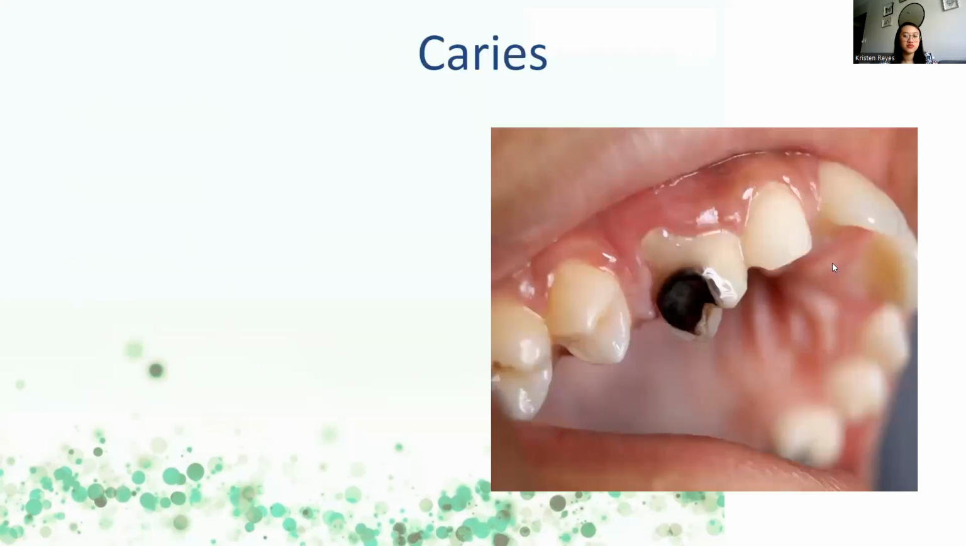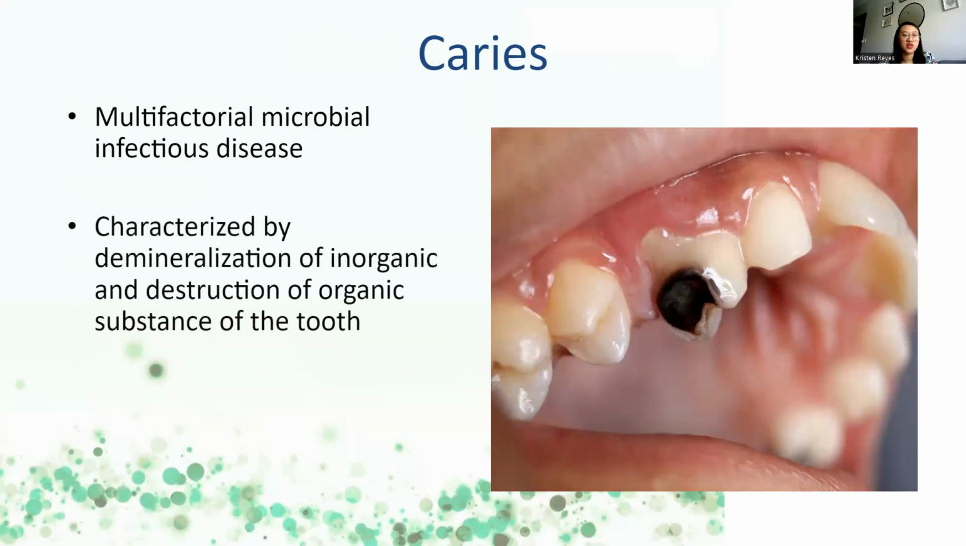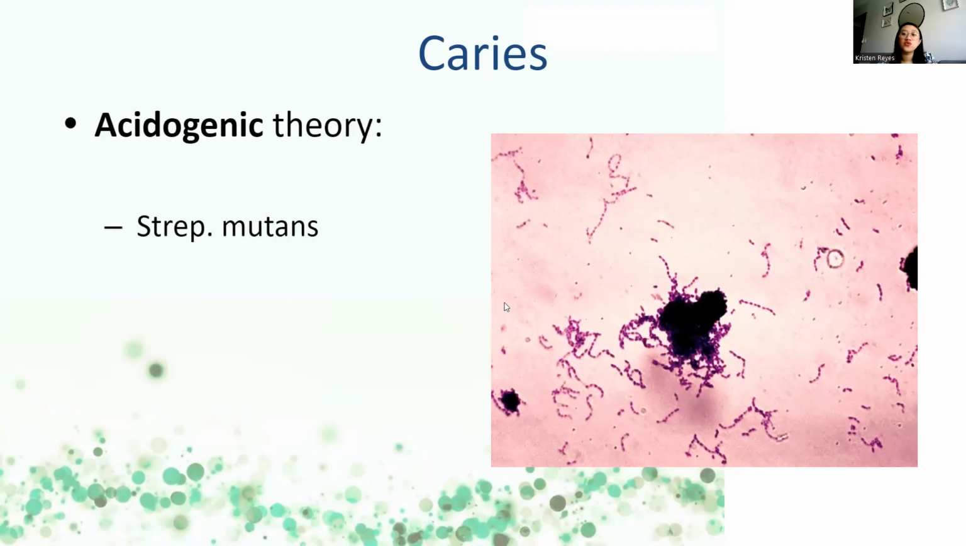Isa-isahin natin. So, caries is our dental caries. Okay? Multifactorial microbial infectious disease characterized by demineralization of inorganic and destruction of organic substance of the tooth. So if you see caries in a patient, you have to refer them to a dentist. Okay? So one of the causes of caries is acidogenic bacteria. So what happens here is that the bacteria, which is your Streptococcus mutans, causes acidity in the tooth. And that causes demineralization of the tooth. Therefore, caries. Okay?